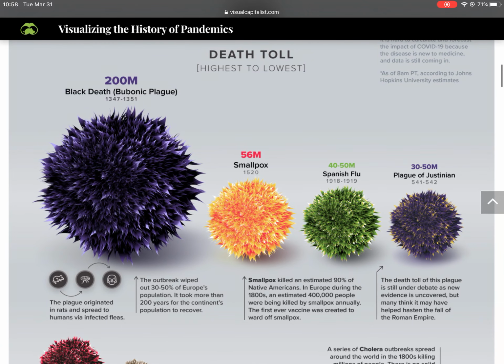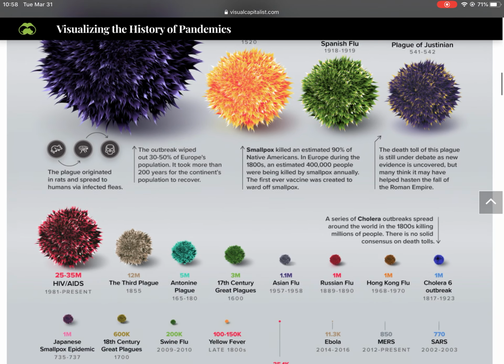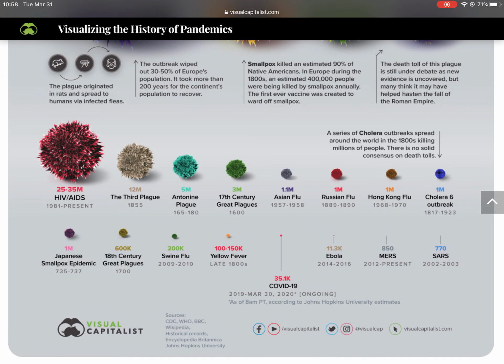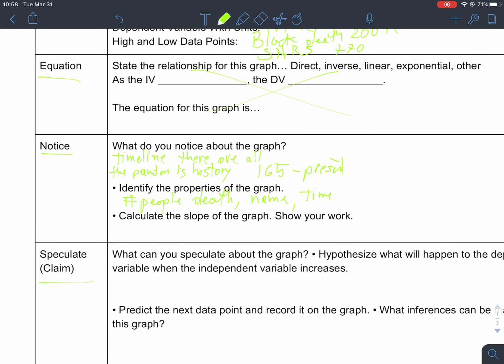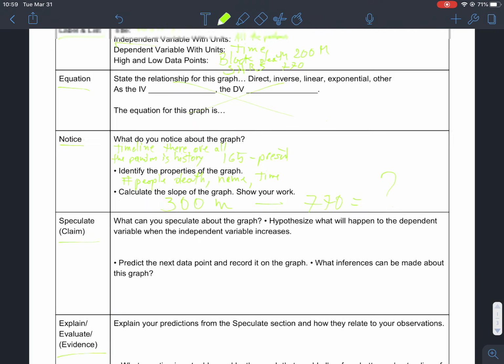say, hey, you know what? There's from 200 million to 770. It's a big thing. So we can actually subtract, or you can just write the equation here. 300 million minus 770, and it will equal how many people died here. So that's something that we can calculate.